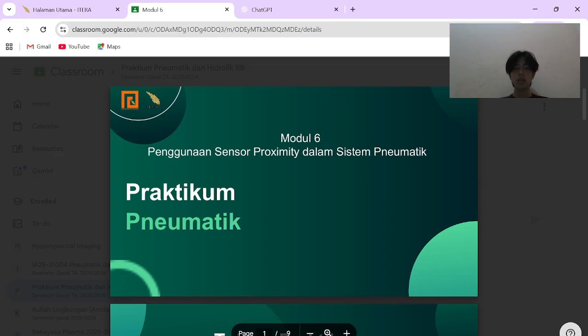This topic is very relevant in today's manufacturing world because industries rely on automation to improve productivity, accuracy, and safety. In this practicum, we will not only study the theory but also apply it in a real system using a PLC and pneumatic actuator.